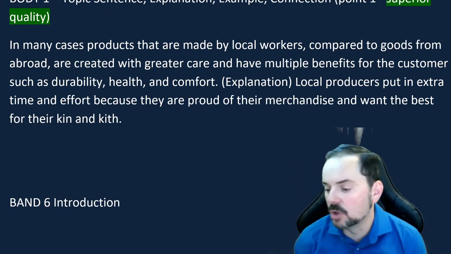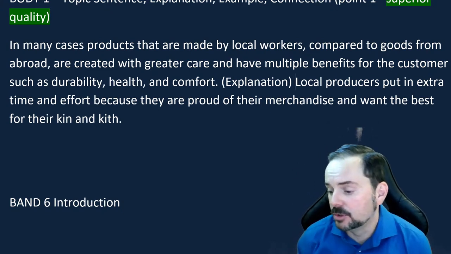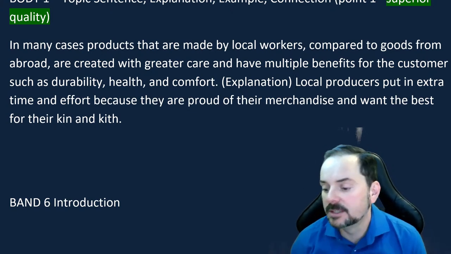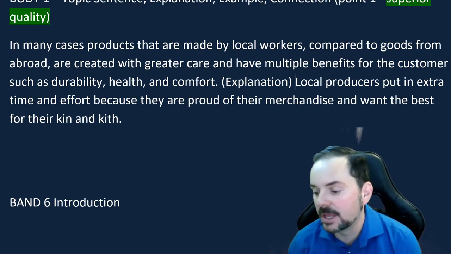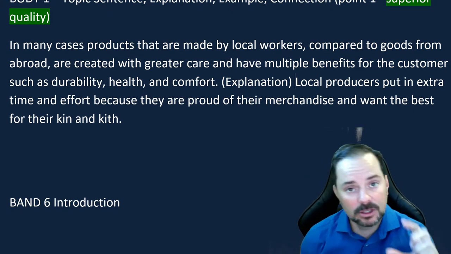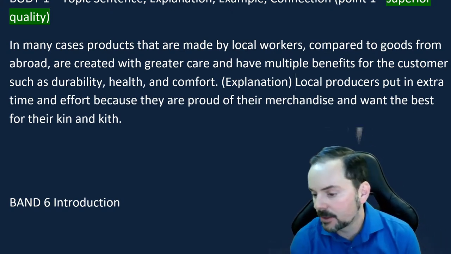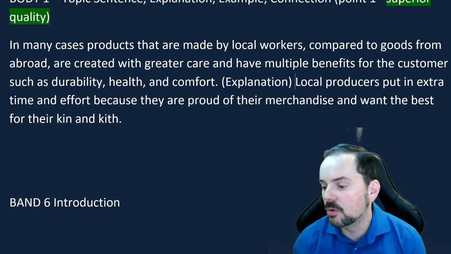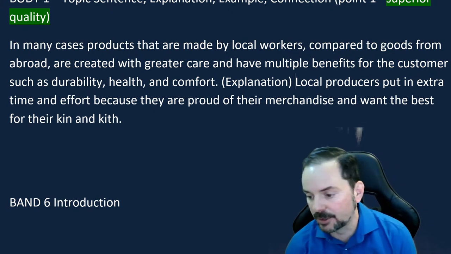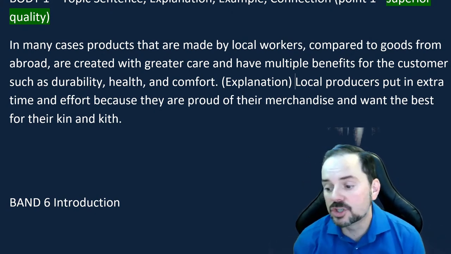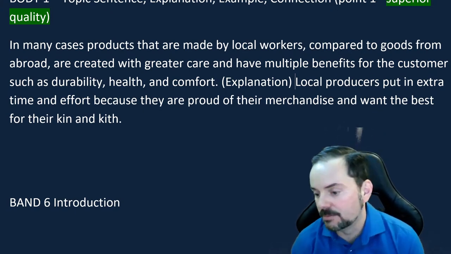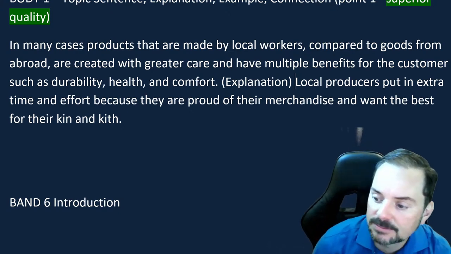Chitra Karudu says local products compared to international products are created according to the tastes of native people and quality standards. Good start, Chitra Karudu. A little bit more detail compared to the other side. Uni says superior quality in the sense of all aspects like durability and comfort are more attractive with domestic products than international goods. So make that comparison in the topic sentence.